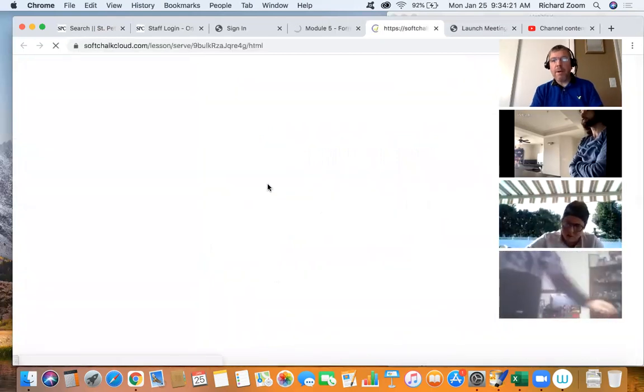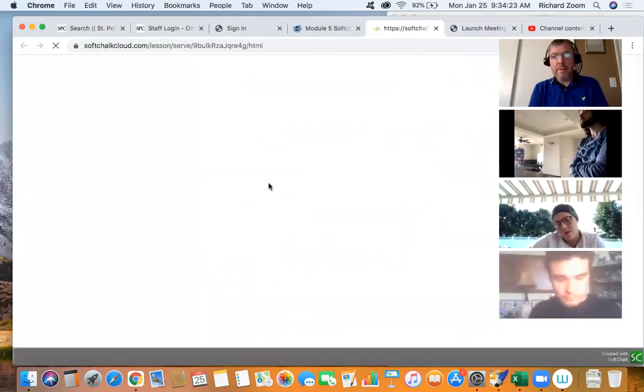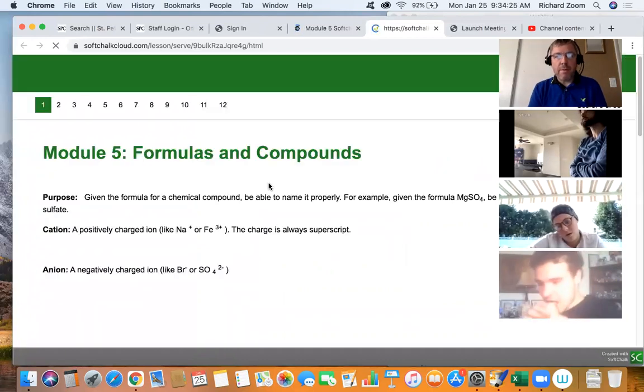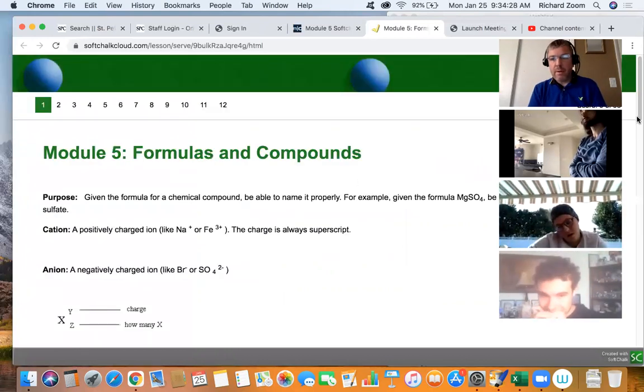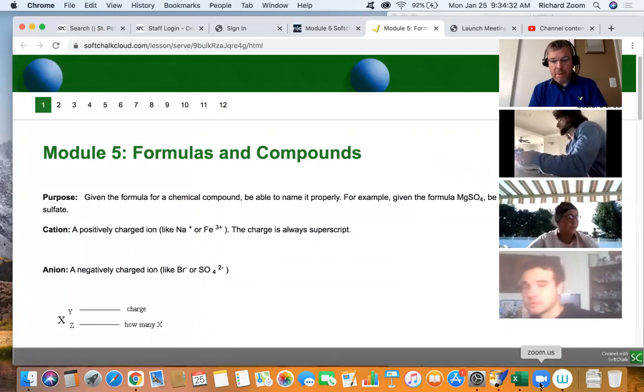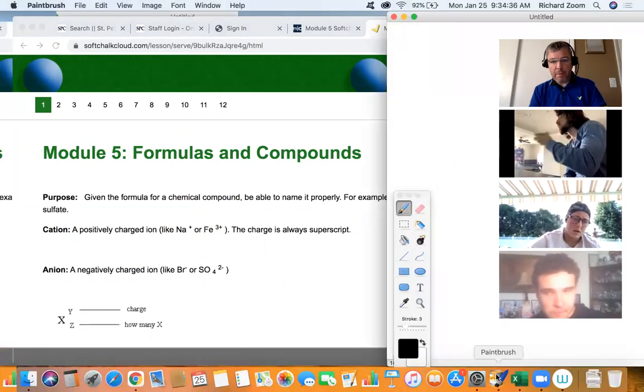And I've been working my way through the soft chalk, which I think is probably one of the better ways to go through this stuff here. All right, let's do some examples here just so you can be brought back up to speed with what we were up to.